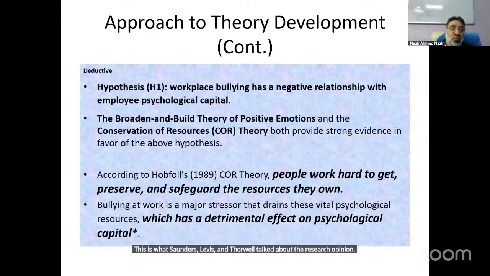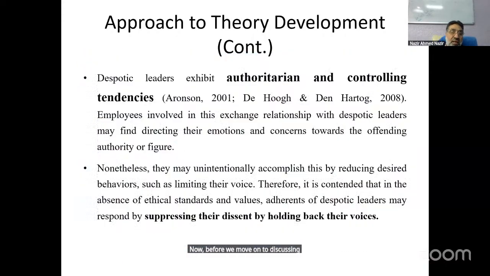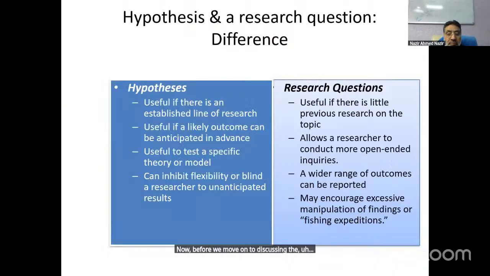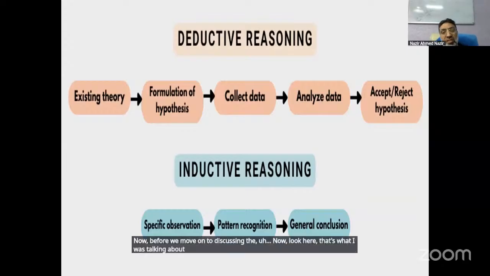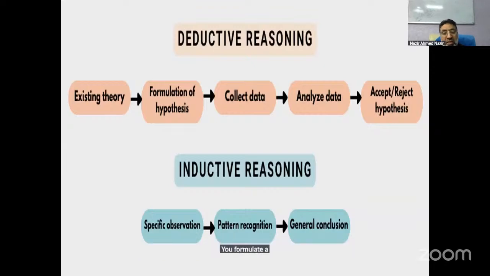Now, before we move on to discussing the... now look here, that's what I was talking about. Deductive research always needs a hypothesis, whereas inductive does not. In a deductive kind of research, we require existing theory, or you may have empirical studies available. You formulate a hypothesis, collect data, analyze data, accept or reject the hypothesis.